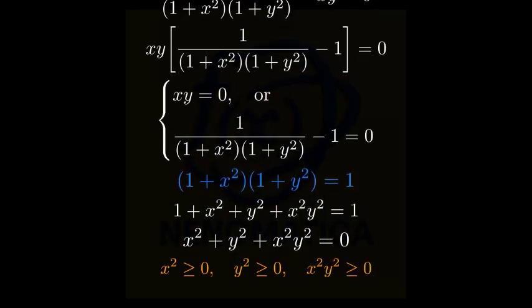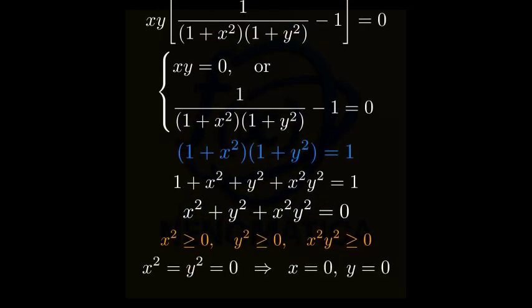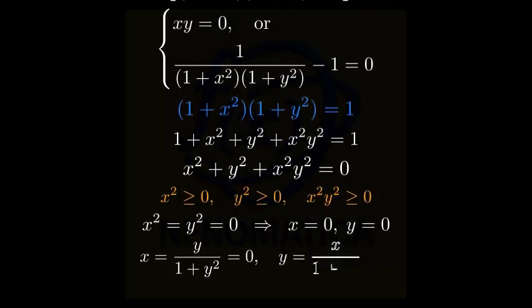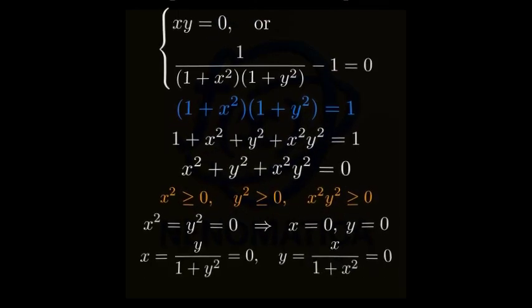Step 6. Use non-negativity. Squares are never negative. So each term x squared, y squared, and x squared y squared is greater than or equal to 0. The only way their sum is 0 is if all three are 0. That forces x equals 0 and y equals 0. And that also satisfies the case xy equals 0.